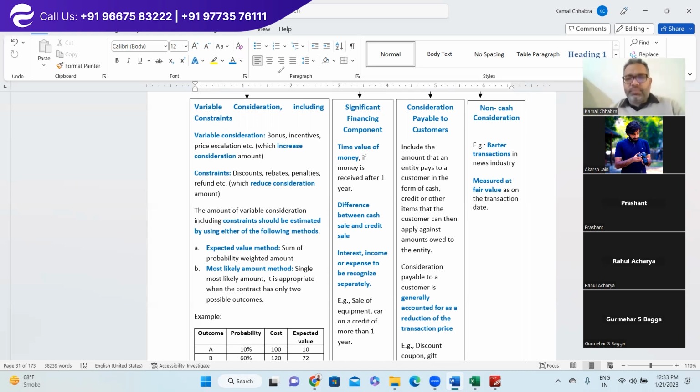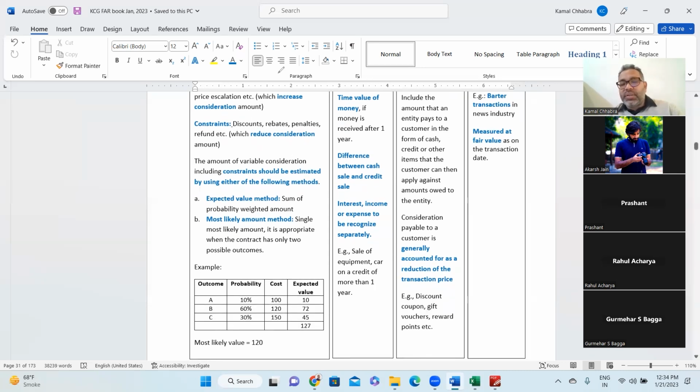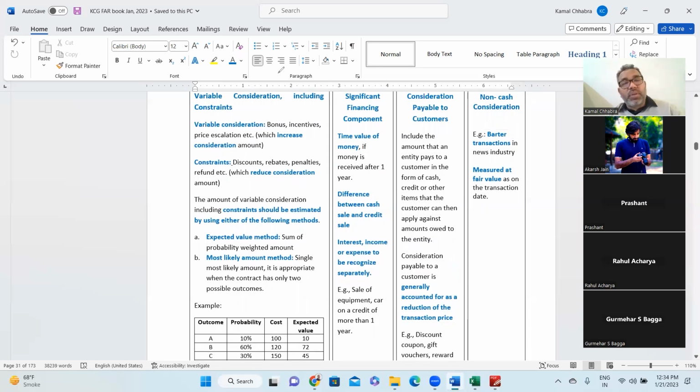No, sir. Okay. So the next component is consideration paid and payable to the customer. This includes the amount that an entity pays to a customer in the form of cash, credit or other items that the customer can then apply against the amount owed to the entity. The consideration payable to the customer is generally accounted for as a reduction in the transaction price. That may be a discount, voucher, gift voucher, or reward points. That is called consideration paid and payable to the customer.